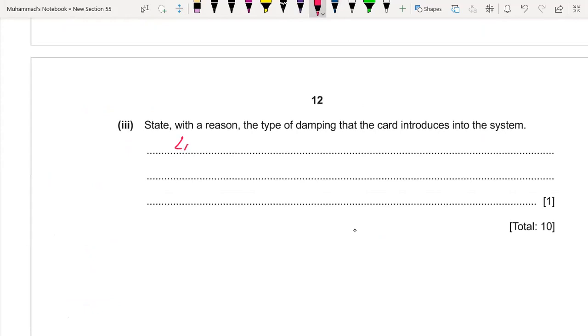It is light damping, and if you simply write light damping, you will not get that one mark. You have to write the reason as well. So for light damping, the reason is: the decrease in amplitude is very small.